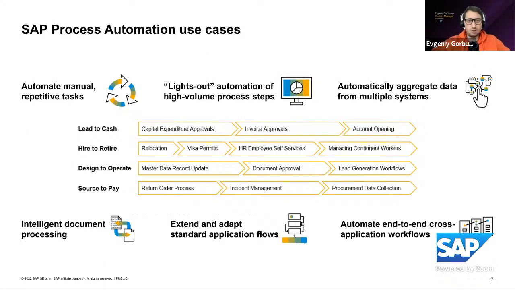Let's look at the use cases in a more detailed way. Either this is a lead to cash, hire to retire, or source to pay process, we can find relevant and useful scenarios that can be automated or worked on using SAP Process Automation. Of course, we're looking at manual and repetitive tasks, which a lot of users have. We're looking at the automation of high volume process steps and operations. We're looking at aggregation of data from multiple systems or comparing and validating data between the systems.